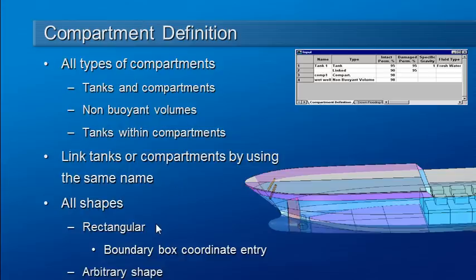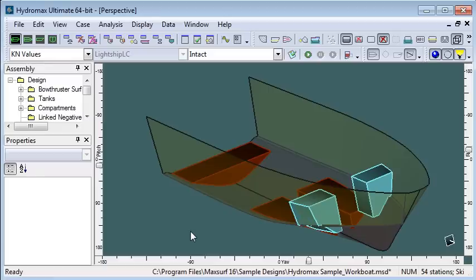We have a number of different shape options. Rectangular tanks and compartments can be defined just by entering the coordinates of the boundary box. More complex shapes can be defined using surfaces and Maxsurf. Let's switch over to Hydromax and take a look at this in action.